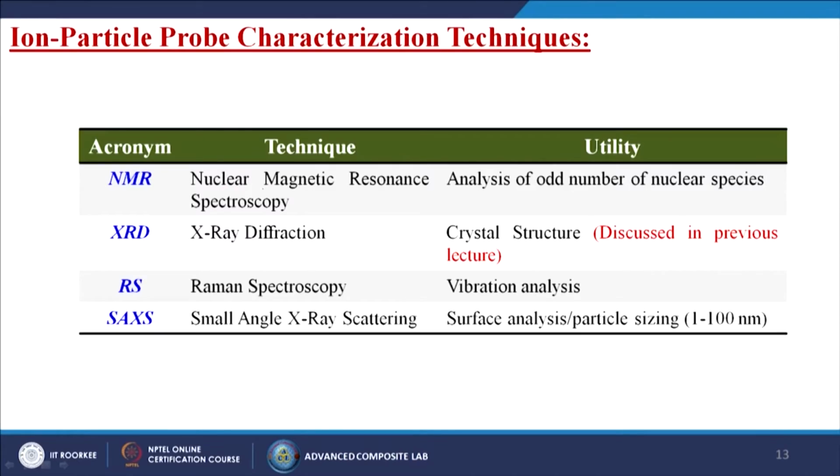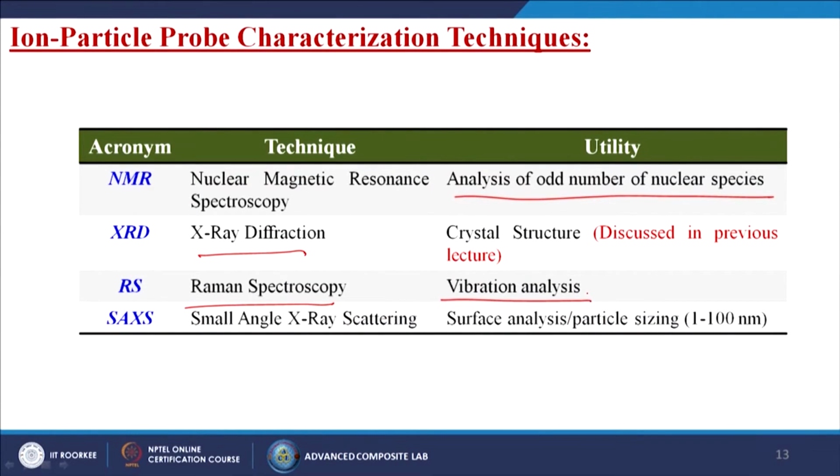Then the next one is the ion particle probe characterization techniques. So, in this particular case we have 4 types. One is called NMR, nuclear magnetic resonance spectroscopy. We generally use it for analysis of odd number nuclear species. XRD, X-ray diffraction, for crystal structure. We have already discussed XRD in our previous lecture for this particular course. RS, the Raman spectroscopy, is generally for vibration analysis, and another one is called SAXS, small angle X-ray scattering, for surface analysis and particle sizing, generally 1 to 100 nanometer.